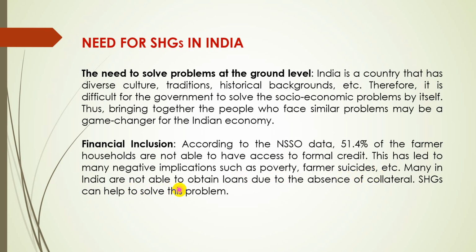Many in India are not able to obtain loans due to absence of collateral. They don't have any assets for security to get credit from the formal institutions. Self-help groups can help to solve this problem. Thus it becomes easy for the farmers and the rural people to get credit from the formal institutions, which will charge them a low rate of interest.